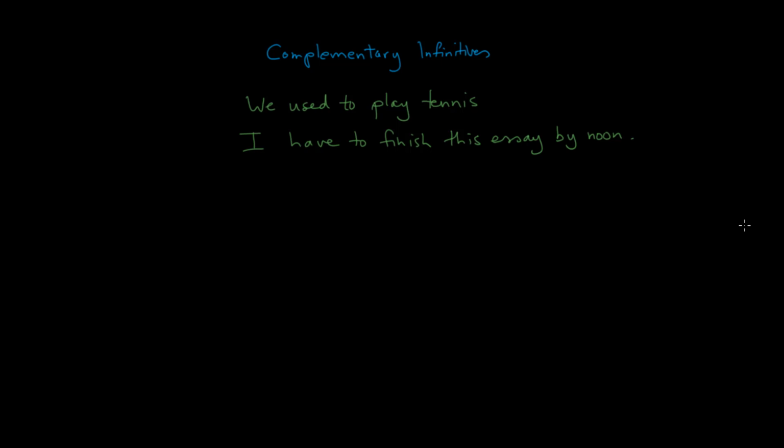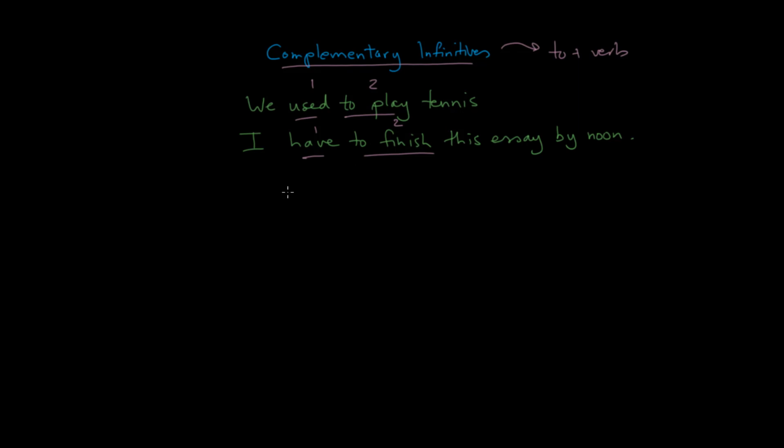When it comes to languages like Latin, we sometimes come across the term complementary infinitive, and this term is also useful for diagramming sentences in English. So an infinitive, as you might recall, is to plus the verb, and we have a couple of examples here: to play and to finish. But we also have these other verbs, used to play and have to finish. So how do these first verbs interact with the second ones?